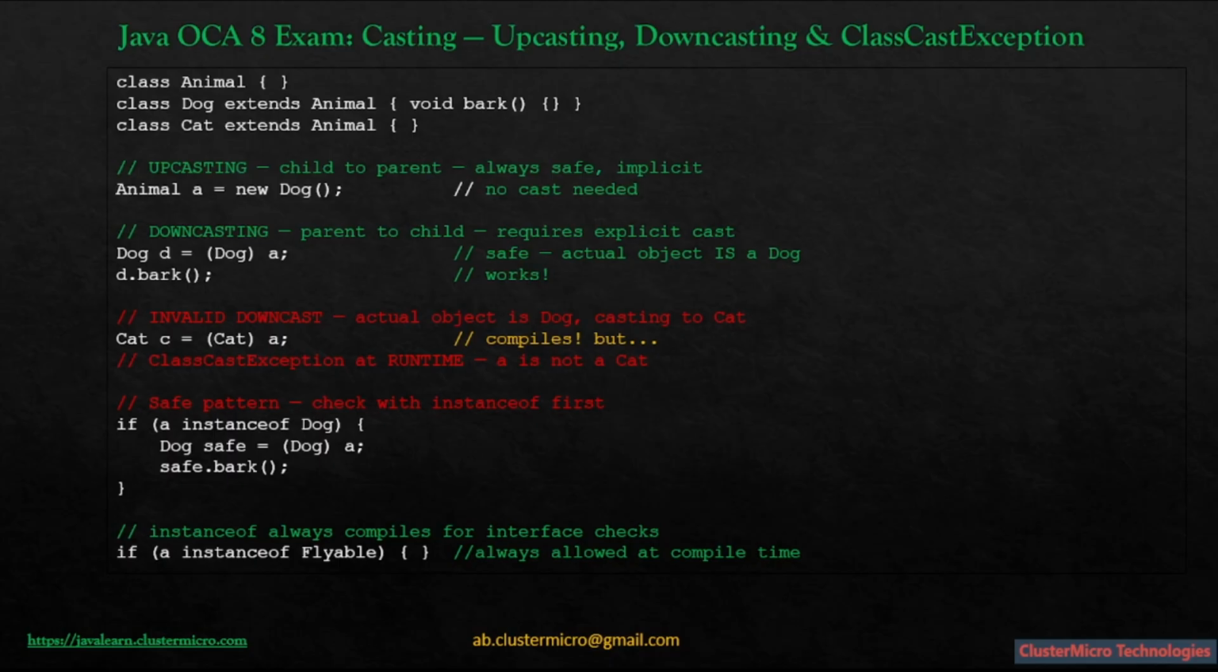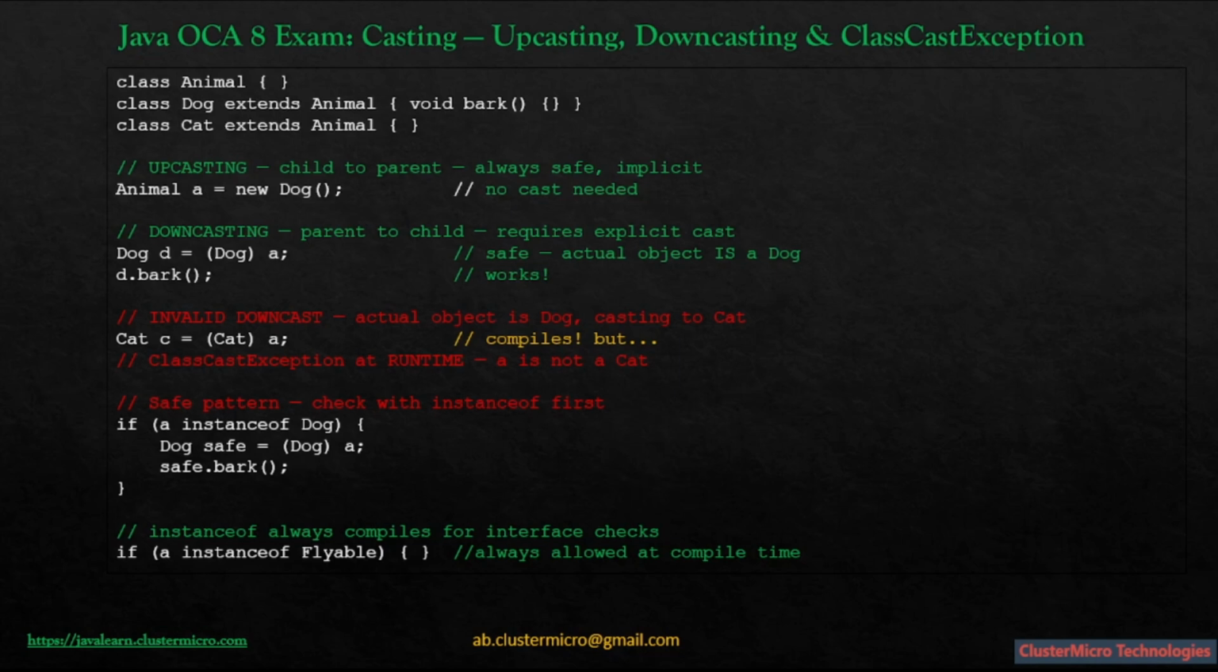Java cannot guarantee at compile time that the actual object really is a Dog. Maybe it is a Cat, maybe it is a plain Animal. The compiler really doesn't know, right? So it requires you to write the cast explicitly, taking the responsibility yourself. Here the cast is safe because we know that a was created as a Dog. So the cast succeeds and d.bark works fine.